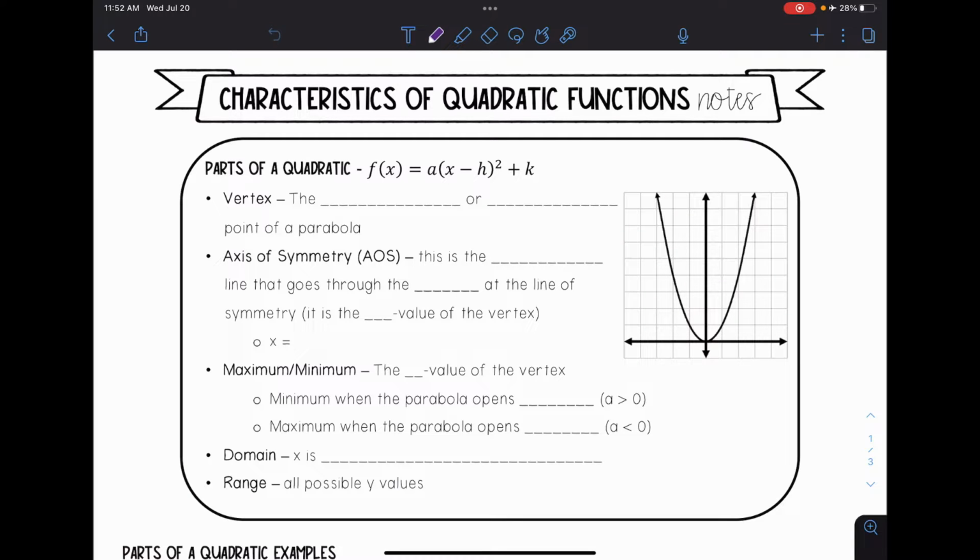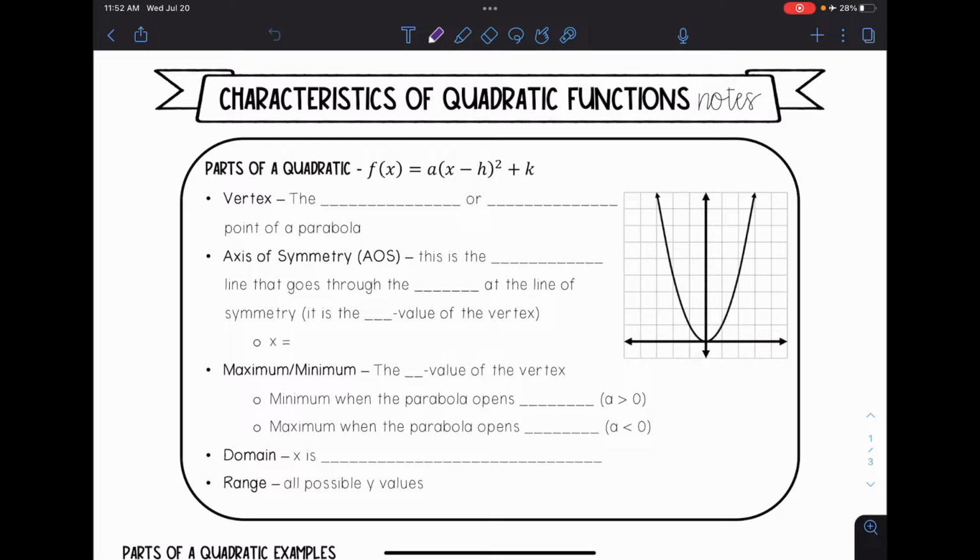Hello everyone, today we're going to be talking about characteristics of quadratic functions. So first, for just some review, we have several different parts of a quadratic, and remember we have our vertex form, which is f of x is equal to a times x minus h squared plus k.